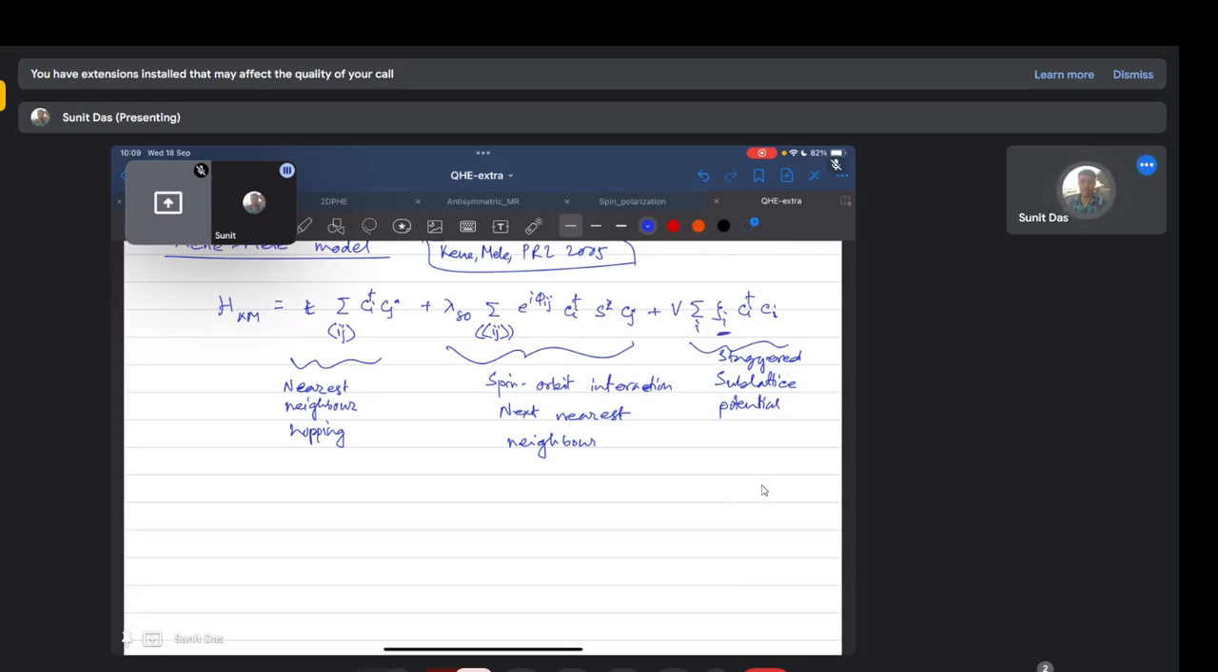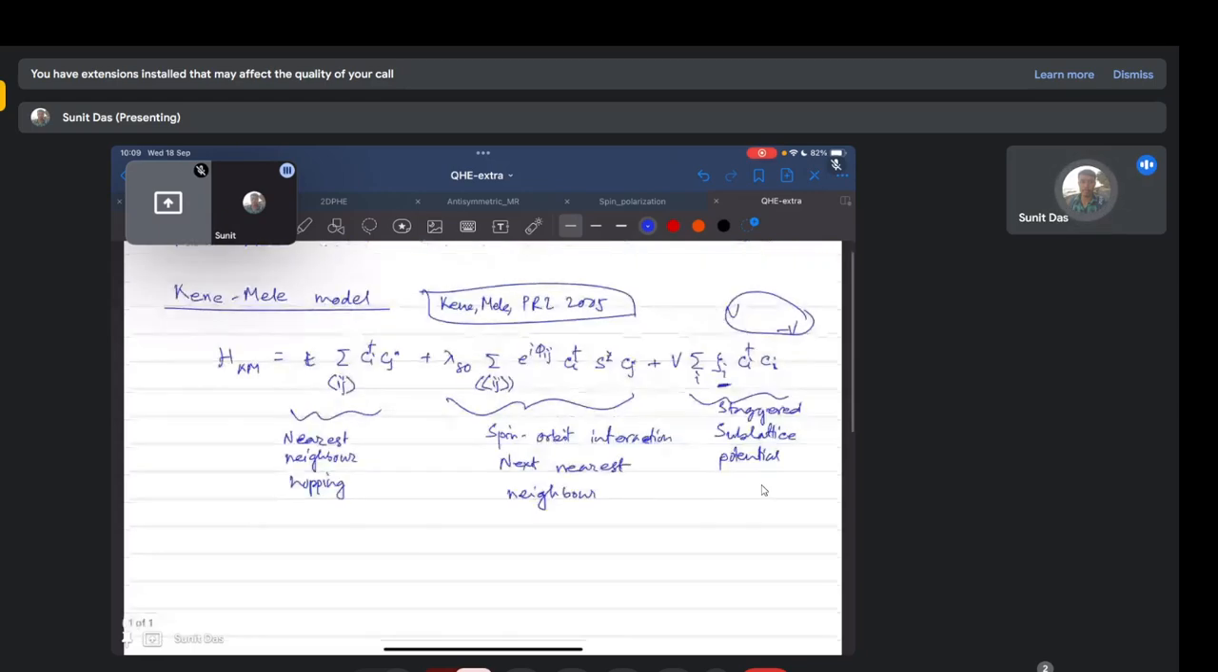Xi i is some coefficient, let's say. So if you are on the A sublattice, then xi i has some value, and in the B sublattice it will have a different value. The simplest thing that we usually take is V in the A sublattice, and minus V in the B sublattice. So xi i is +1 for one sublattice and -1 for the other. But this is particularly a choice, it doesn't matter, because it will just shift the overall energy by some constant factor.